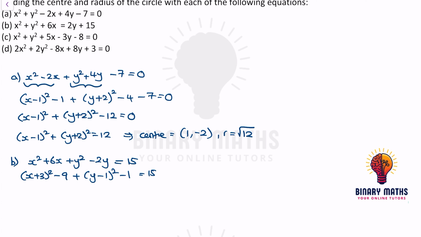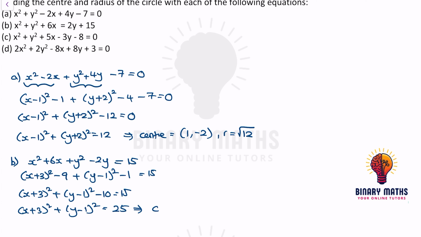Okay, I need to collect the constants together. So I get (x + 3)² + (y - 1)² - 10 = 15. Take the minus 10 over to the other side, so I get (x + 3)² + (y - 1)² = 25. Got it in the correct format now, so the center is (-3, 1), and the radius is the square root of 25, which is equal to 5.